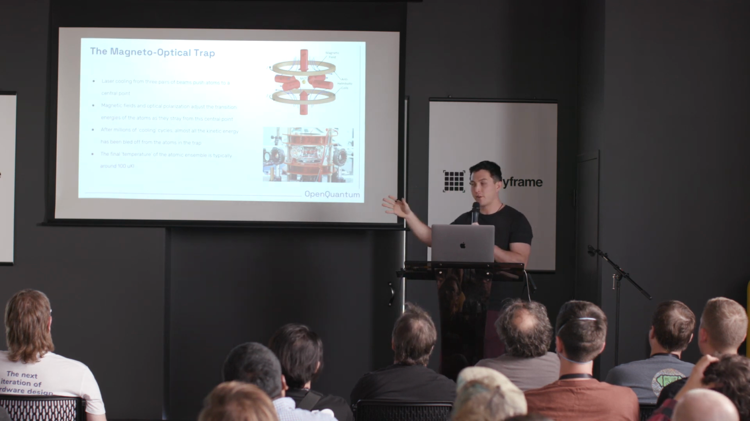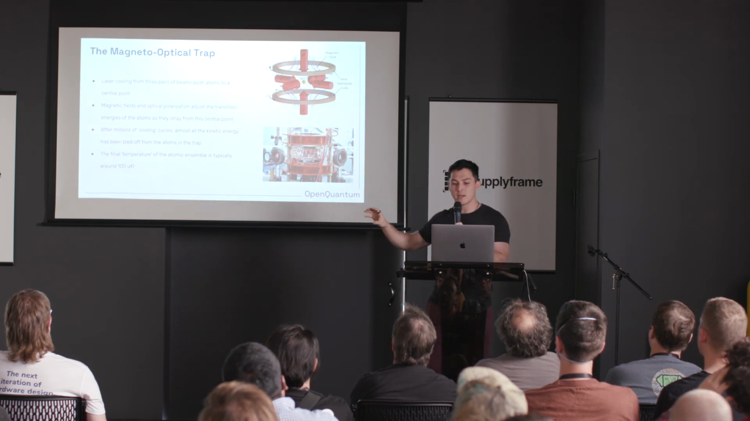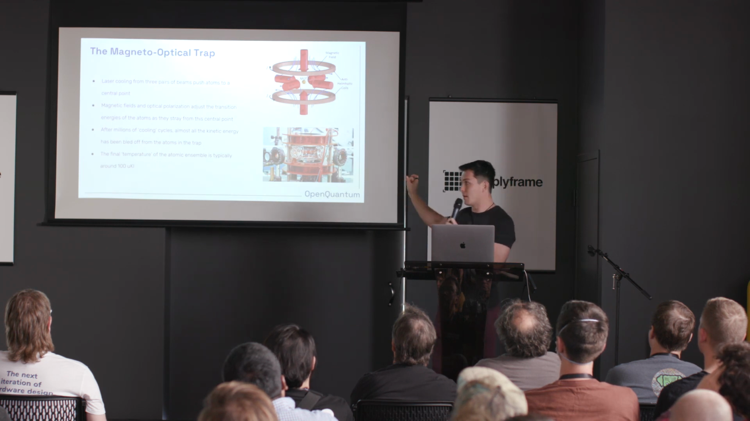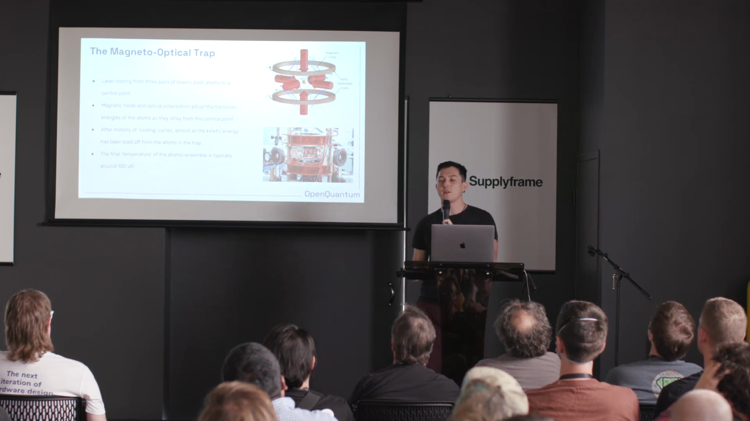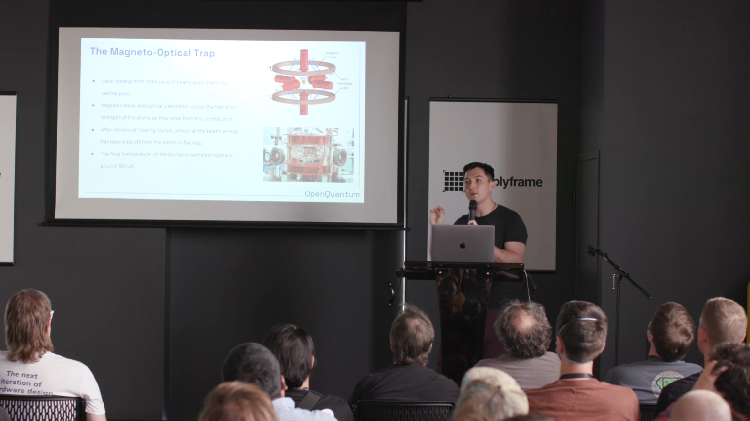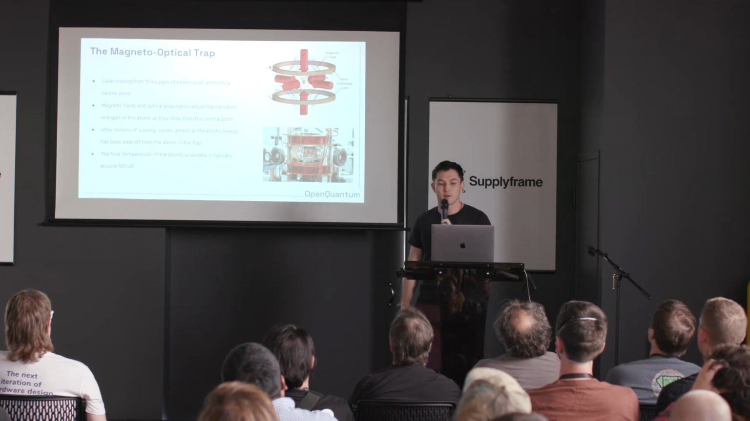And there's a magnetic field component to this that requires a bit more quantum mechanics, but really what this does is it keeps these atoms stuck in the central point of this. And actually it's a bit hard to see, but in the middle of this glass cell, there's this floating point of fluorescence. And what that is, is about 100 million rubidium atoms stuck in the center of this trap.